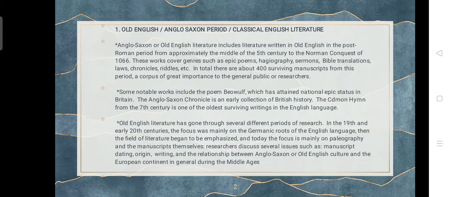While English literature has gone through several different periods of research, in the 19th and early 20th centuries the focus was mainly on the Germanic roots of the English language. Then the field of literature began to be emphasized, and today the focus is mainly on paleography and the manuscripts themselves. Researchers discuss several issues such as manuscript dating, origin, writing, and the relationship between Anglo-Saxon or Old English culture and the European continent in general during the Middle Ages.